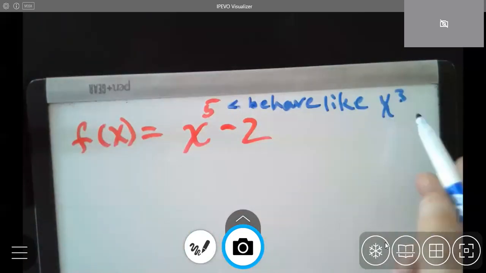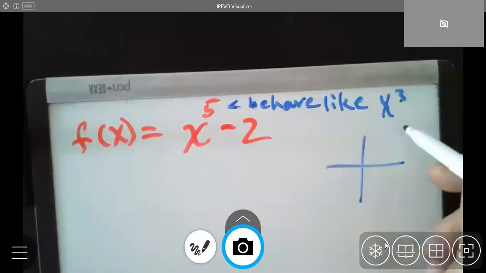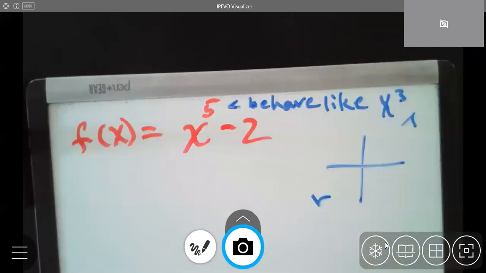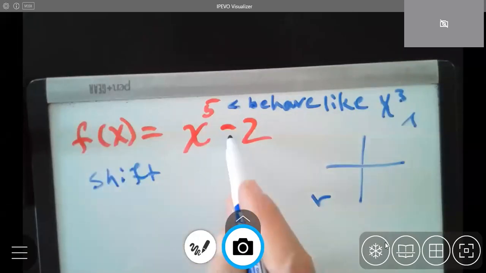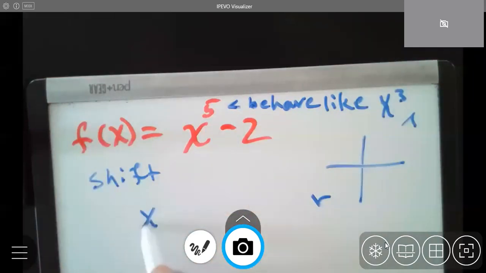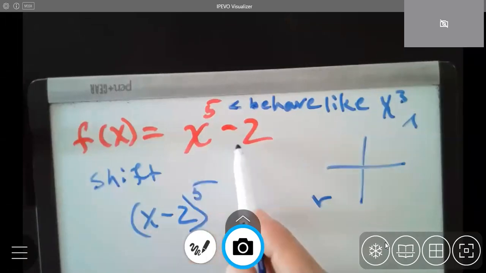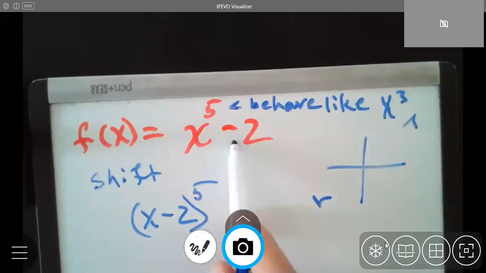So the end behavior is going to be, we know it's going to be up and to the right and down and to the left. So that's a piece to the puzzle for us. Okay, the negative 2, that's going to make it shift. Careful now, it's outside the parentheses. It's different than if it was within parentheses. So it's the opposite of what's outside.